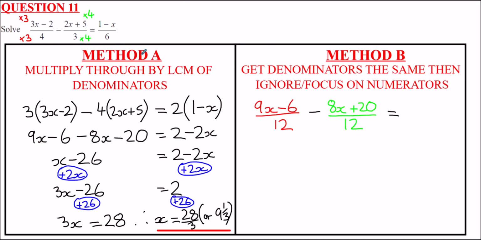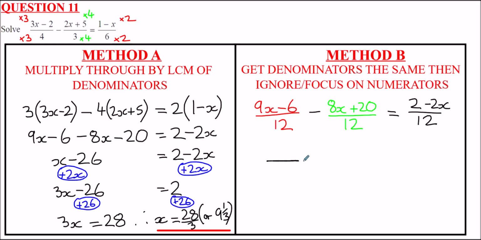Then over here, to go from 6 to 12, I can just double the 6. If I double the bottom, I have to double the top as well. So over here, I'm then going to get 6 times 2, which is 12. And double 1 is 2. Double minus x is minus 2x. I can then combine these underneath the same denominator as I could for any fraction.